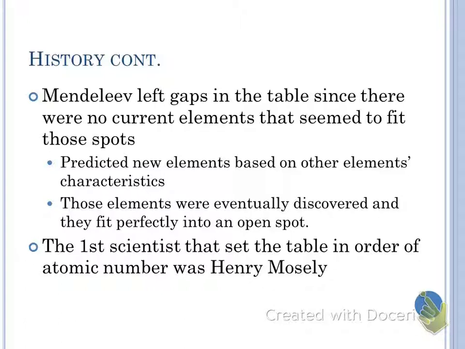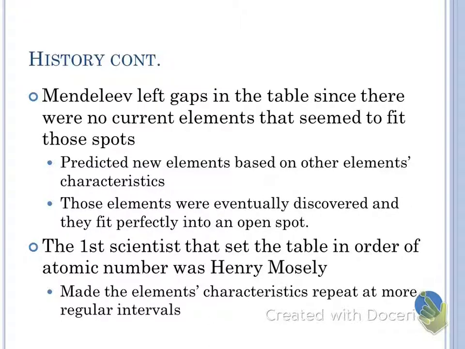Then this guy named Henry Moseley came along, and he decided that he needed to put the table in order of atomic number rather than atomic mass. Can someone tell me what atomic mass is? Yeah, Carolyn, what do you think? Perfect. Protons plus neutrons. So those two generally go together pretty well. The atomic number and the atomic mass are pretty proportionate, but not always. So he decided to list them in order of increasing atomic number. And atomic number, we said, was just the number of protons that an element has.